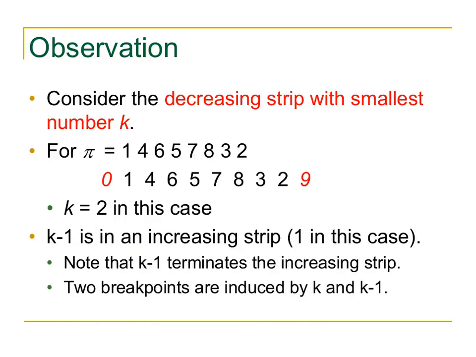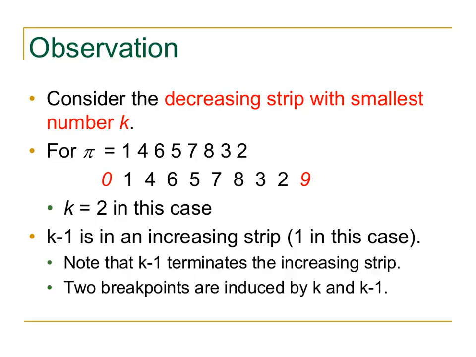Building on our previous discussion, let's start by pinpointing the decreasing strip whose smallest entry we call k. For instance, take the permutation pi equals 1465782, padded with 0 at the front and 9 at the end. Scanning for decreasing runs, we see that the smallest descent endpoint is 2, so here k equals 2. Next, we look at k minus 1, which is 1 in this example. You'll find that 1 sits at the end of an increasing strip, effectively terminating it. Finally, observe how the pair k minus 1 creates 2 new breakpoints, a key feature we'll exploit in the next step.